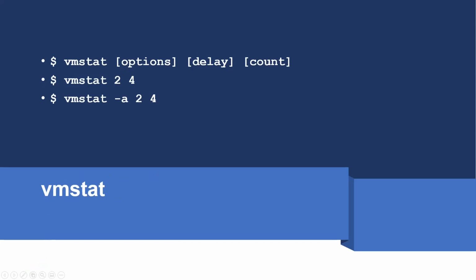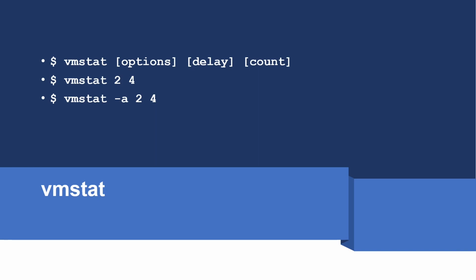vmstat. vmstat is a multi-purpose tool that displays information about memory, paging, I/O, processor activity, and processes. It has many options. The general form of the command is vmstat options delay count. If the delay is given in seconds, the report is repeated at that interval, count times.